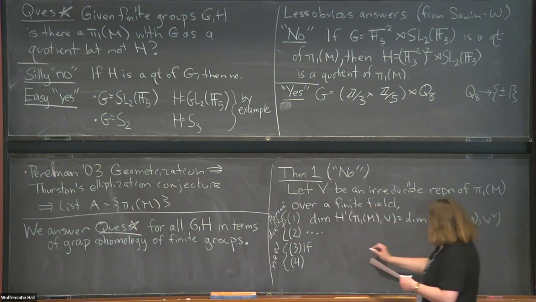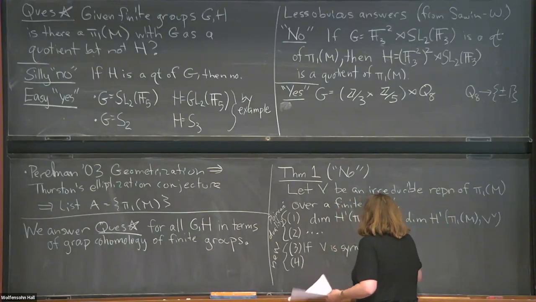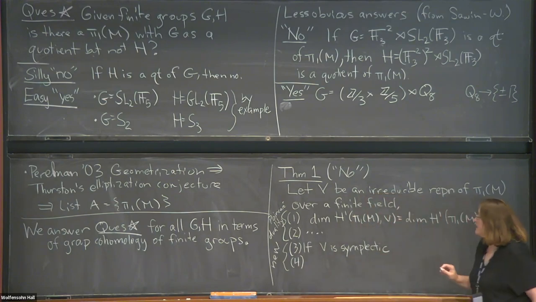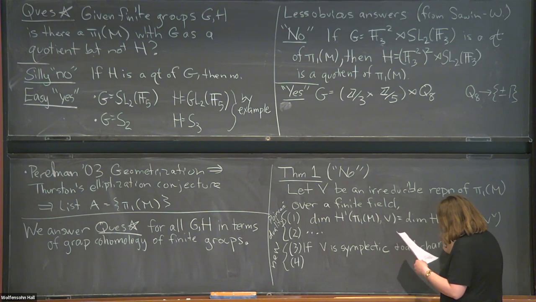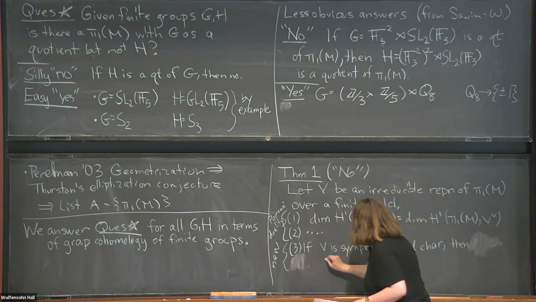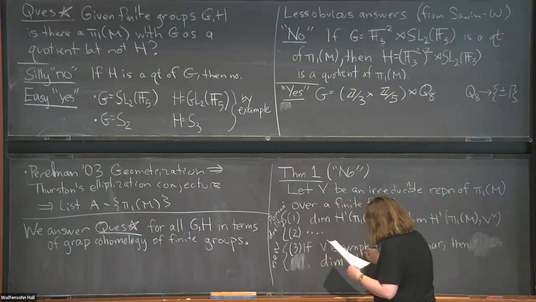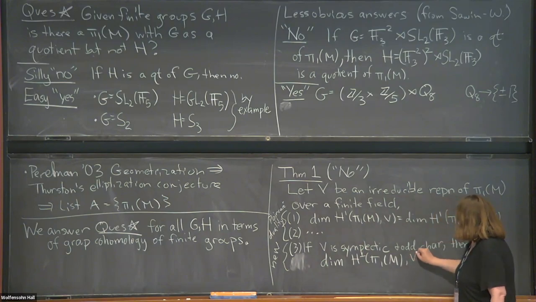And so if V is symplectic, i.e. it has an invariant, non-degenerate, alternating form, and odd characteristic, then the dimension of the H1 of pi 1 of M on V has to be even.